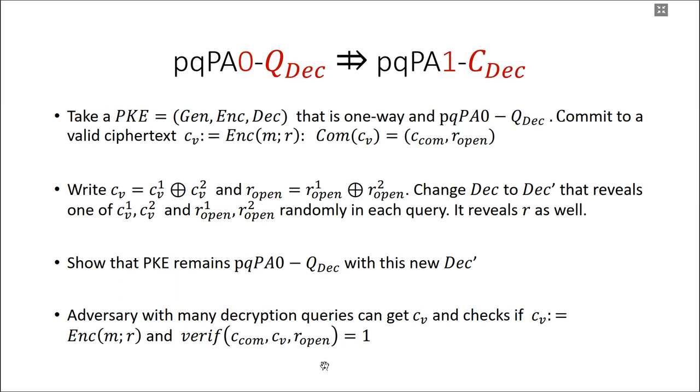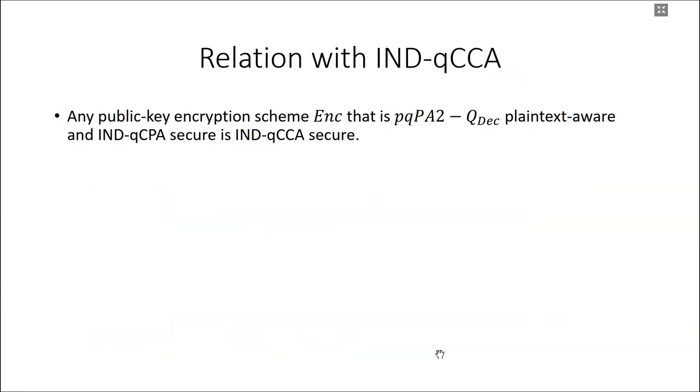So the distinguishing attack can distinguish the real game and fake game when the adversary has PA1 access to the classical decryption queries. We also studied the relation with the QCCA notion. As I mentioned earlier, the strongest PA notion, the PA2 notion, with CPA doesn't imply the QCCA notion. Here we show that PQPA2 QDEC with QCPA implies QCCA.